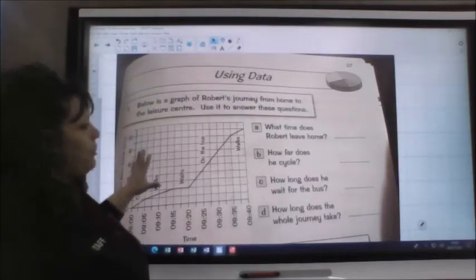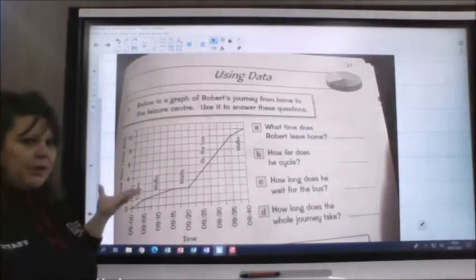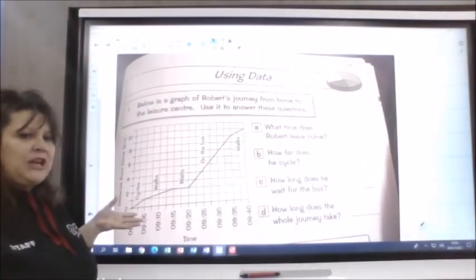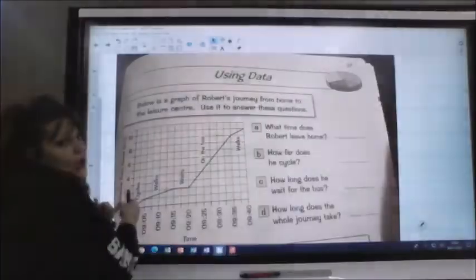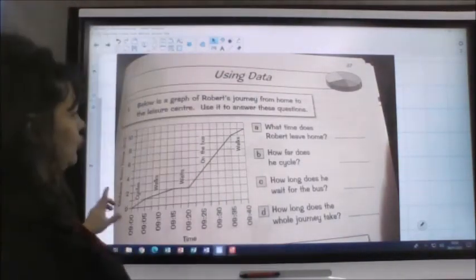So if you look at your page, I've got it sort of on the board here, but it's great if you can see it. You also will need a ruler or something that's going to help you to draw a straight line. Okay, so let's have a look at what we've got to do.